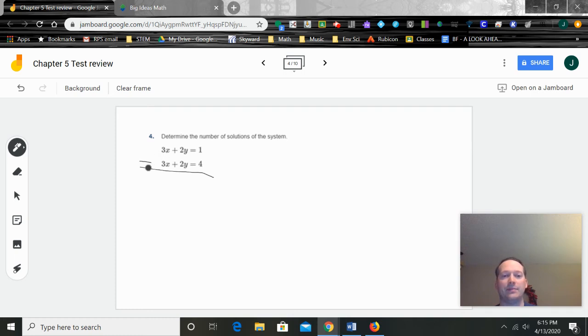So 3x minus 3x is 0. 2y minus 2y is 0. So this is 0 plus 0, which equals 0. And 1 minus 4 is negative 3. Okay. So now because I have an equation that's not true, there's no way that you can get 0 to be equal to negative 3. So in that case, this would be no solution.